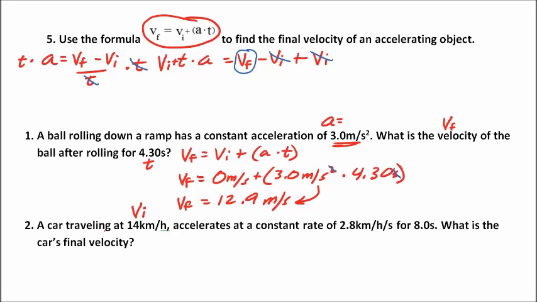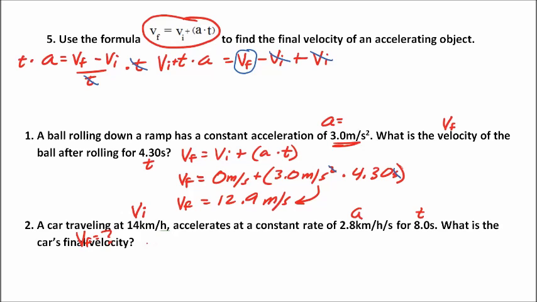A car traveling at 14 kilometers per hour. So that is the initial velocity, the beginning velocity. Accelerates at a constant rate of 2.8 kilometers per hour per second. So that's going to be our acceleration. And the time is 8.0 seconds. So we label that in the problem. Now we have an acceleration, we have a time, and we have an initial velocity, and we're looking for the final velocity, and that's V sub F. That's what we're looking for. There's a question mark there.